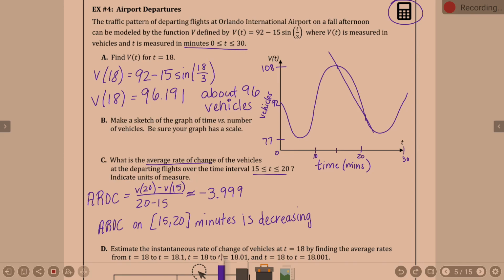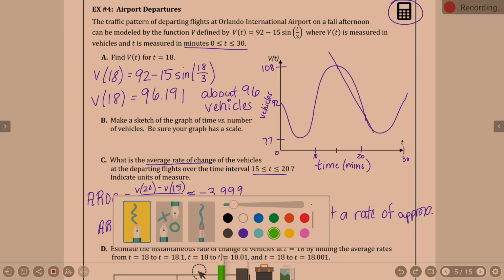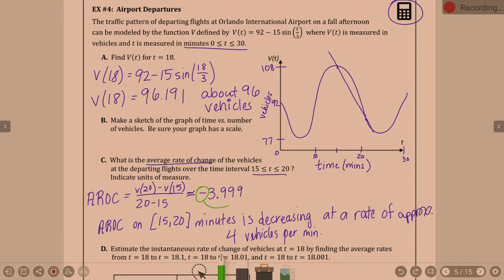So decreasing at a rate of approximately 4 vehicles per minute. And again, the negative is the reason for decreasing. I get it. Negatives can be scary and they can make us think we're wrong, but look at the scenario. Average rate of change, could that be negative? Where's that on that graph? Oh, that average rate of change being negative makes sense.